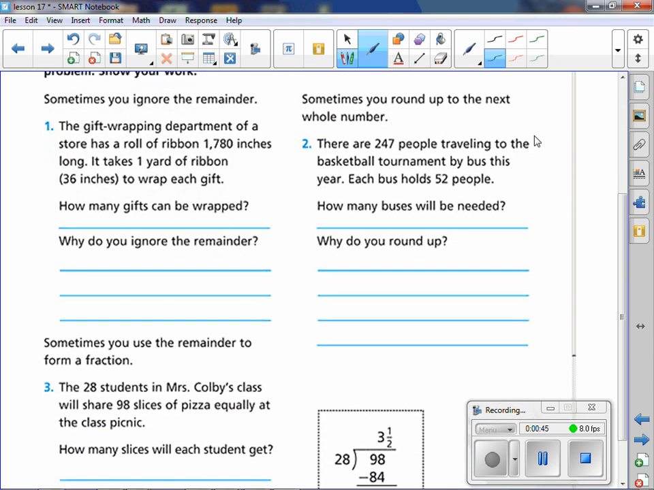Okay, sometimes you just ignore the remainder, sometimes you need to round up to the next whole number, and sometimes you want the remainder in the form of a fraction. So we'll go over those. The gift wrap department of a store has a roll of ribbon 1,780 inches long. It takes 1 yard of ribbon, or 36 inches, to wrap each gift. So how many gifts can be wrapped?